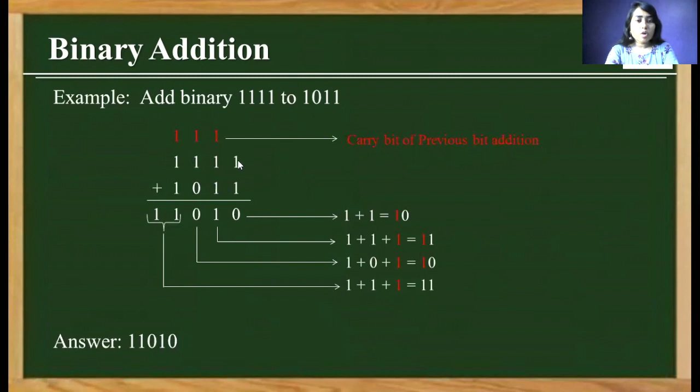Let's start from here. 1 plus 1, we have an answer 1, 0. Sum bit over here 0 and carry bit here. Then 1 plus 1 plus 1, we have an answer 1, 1. So 1 here and carry bit over here. Then 1 plus 1 plus 0, that means 1, 0. So we have a sum bit here and carry bit over here. Then 1 plus 1 plus 1 and we have an answer 1, 1. So our total answer is 1, 1, 0, 1, 0. So this is how we can do binary addition of 4-bit binary numbers.